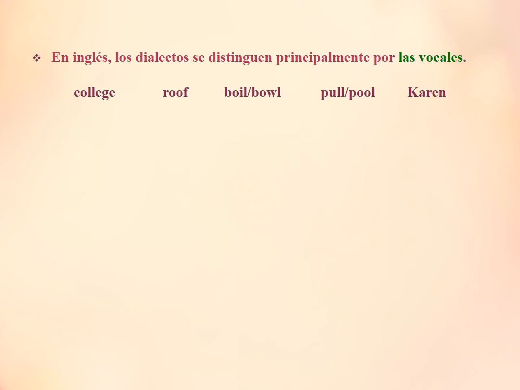But here's the deal. En inglés, los dialectos se distinguen principalmente por las vocales. So when you think about different dialects of English, how people speak in Erie compared to how they speak in Texas, how they speak in North Dakota, how they speak in Southern California, how they speak in New England, and even other dialects across the world, like British English or Australian English. Normally, what separates these dialects is how we pronounce our vowels.